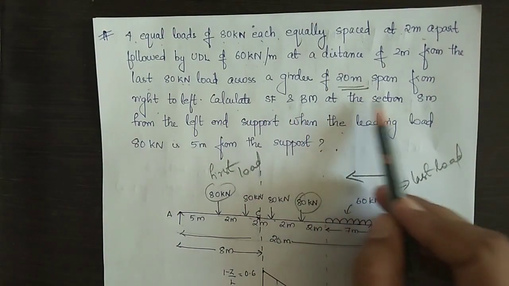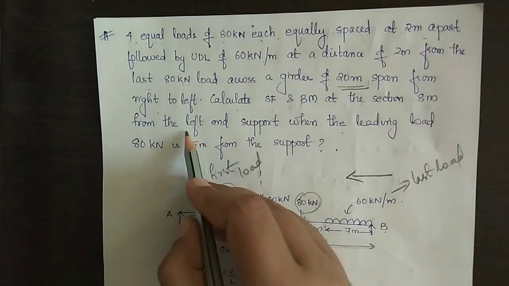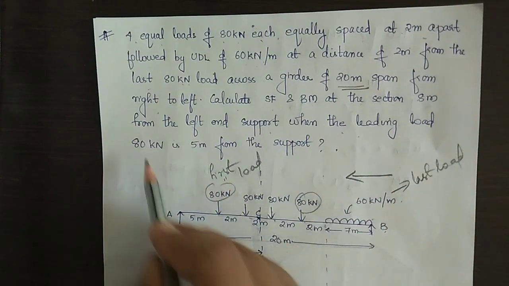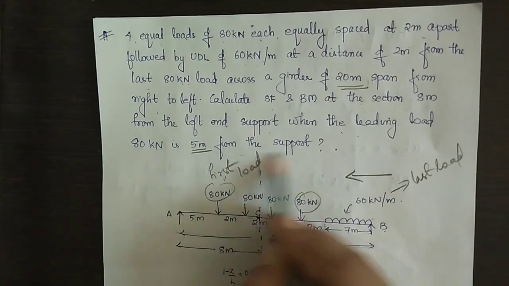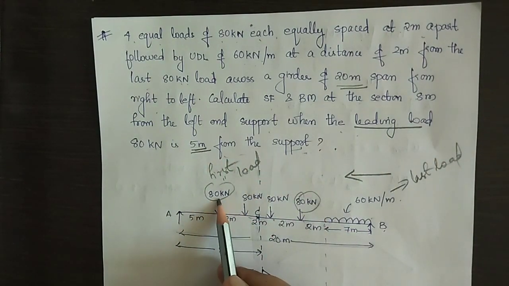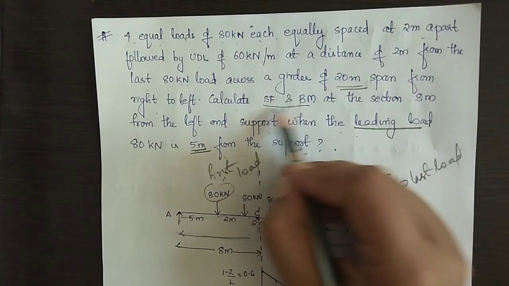Calculate shear force and bending moment at the section 8 meter. So the section is at 8 meter from the left end support, when the leading load 80 kilonewton, that is the first load 80 kilonewton, is 5 meter from the support. That is, the first load 80 kilonewton is at a distance of 5 meter from end A. It is asked to calculate the shear force and bending moment at the section.